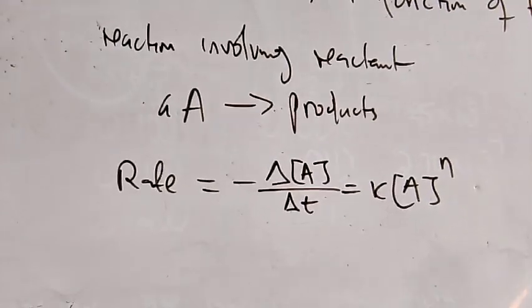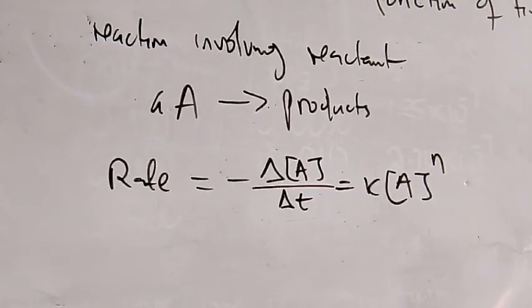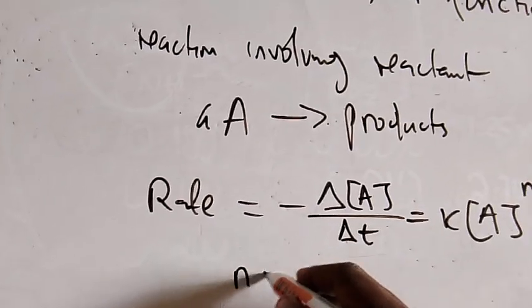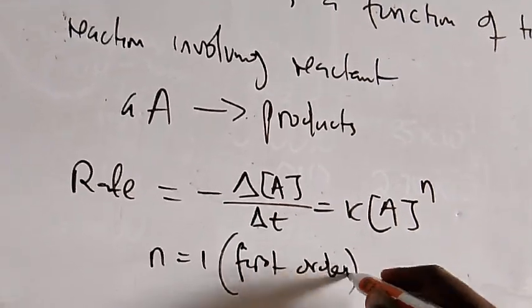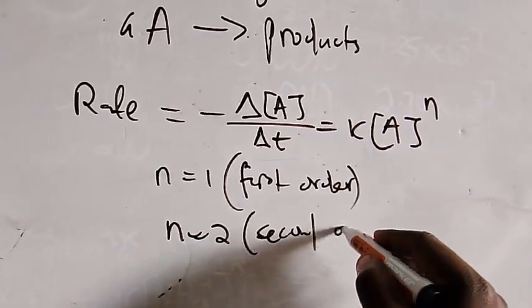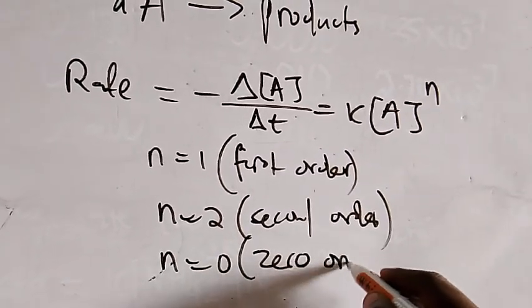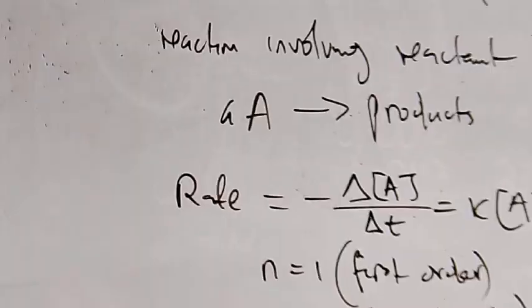So we will develop the integrated rate laws individually. These rate laws will be developed for the cases where n is equal to 1, that is first order; when n is equal to 2, second order; and when n is equal to 0, that is zero order. So we start with the first order reaction.